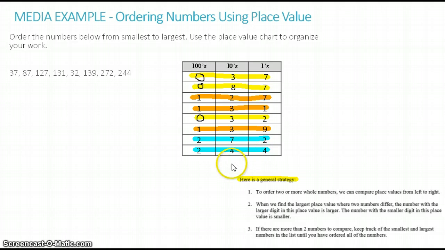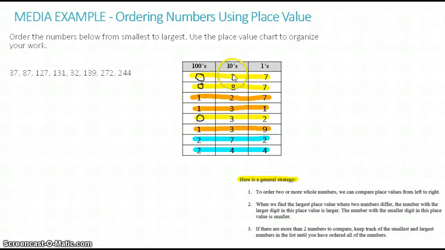So we've already started the ordering process. We know that the numbers that are highlighted yellow are the three smallest. We don't have their ordering yet, but that's what we'll find in a minute. The numbers highlighted orange are in the middle of the ordering, and the blue numbers are the largest, so they'll be at the end of the ordering. So let's start by looking at these three numbers and seeing where they would place.